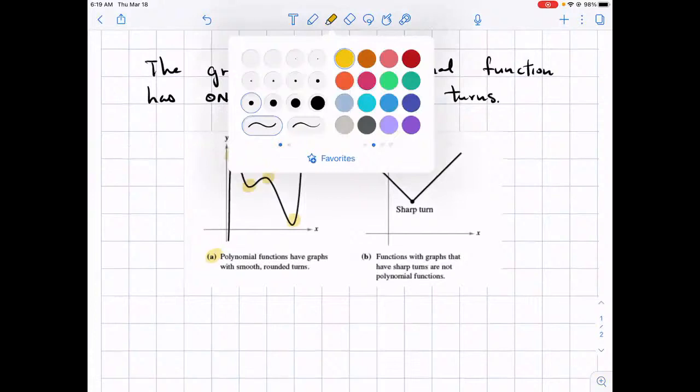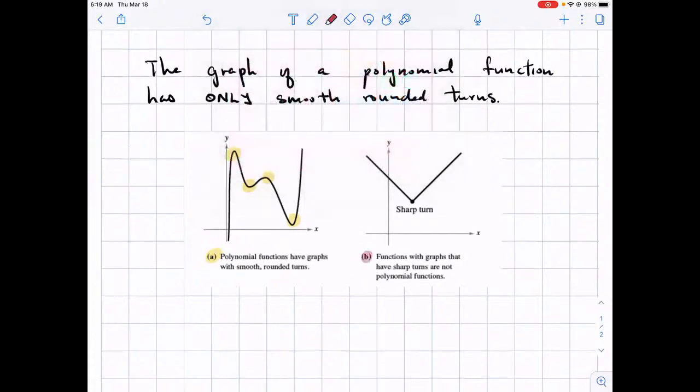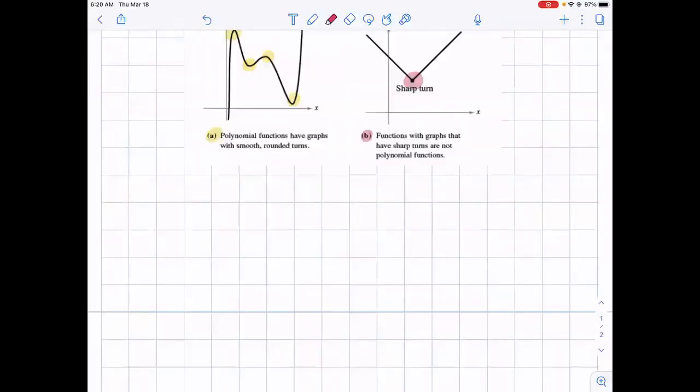If you look at picture B, you will notice that this turn here is very short. It's not a nice rounded turn. Therefore, you can say that graph B is not a polynomial function. You will notice as you sketch graphs of polynomial functions of degree greater than 2 that it is often more involved than sketching graphs of polynomial functions of degree 0, 1, or 2.